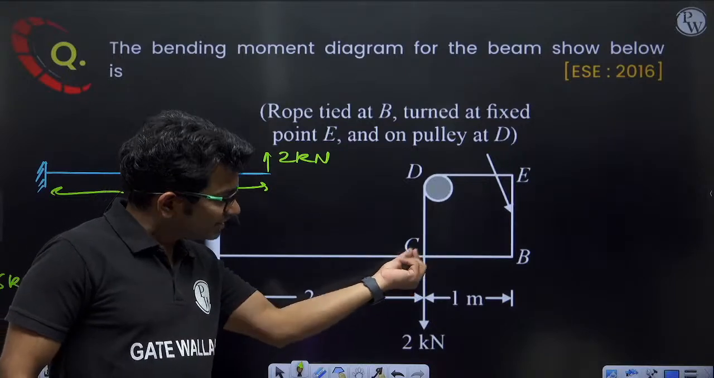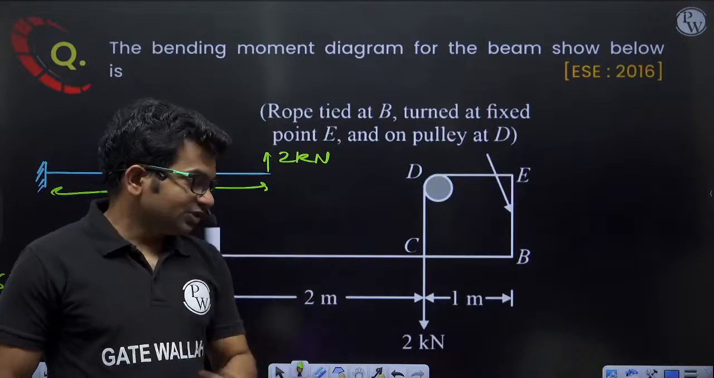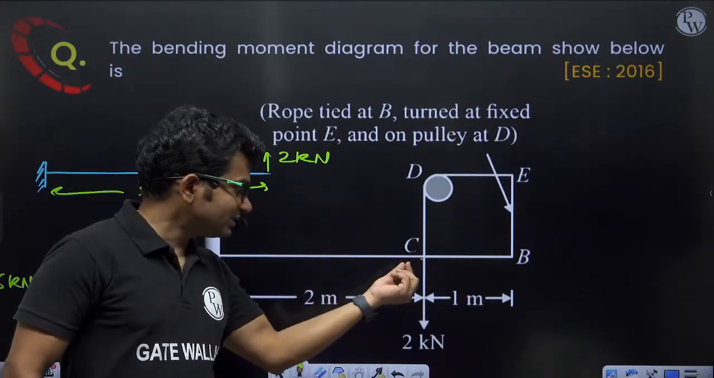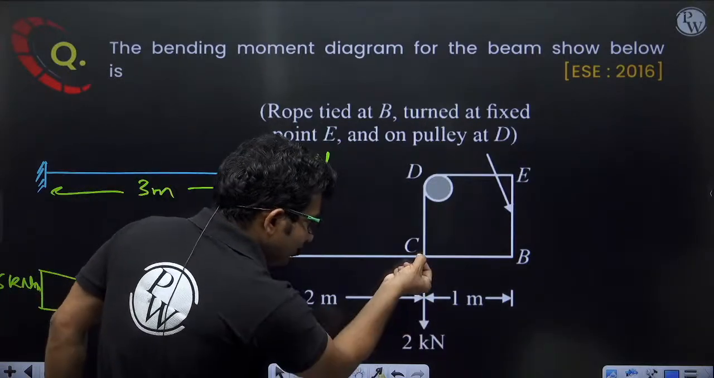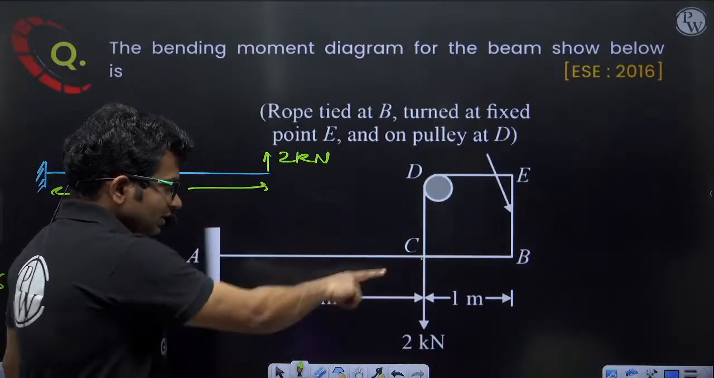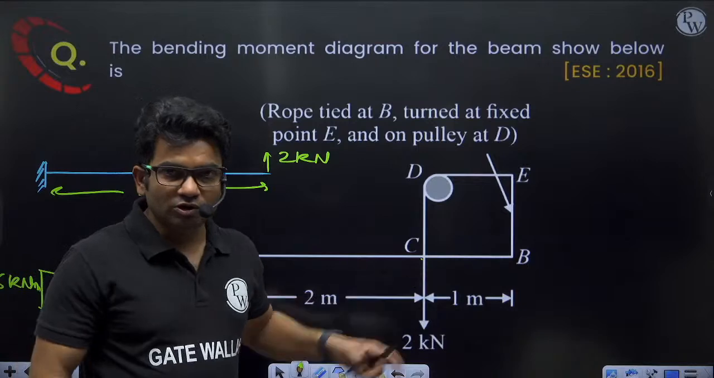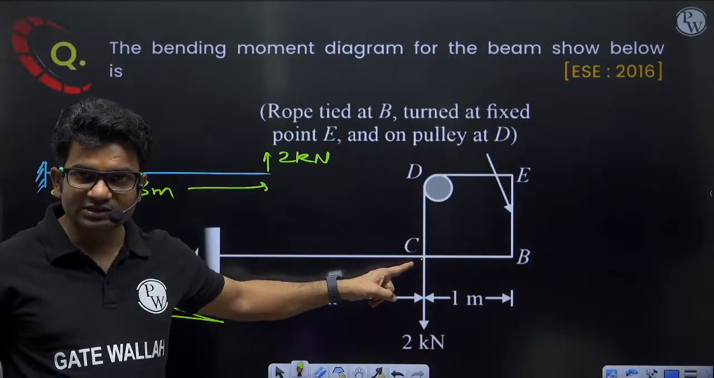The rope is tied at C also, and the rope is tied at B also. Now if the rope is tied at C and at B, and it is connected to the beam at these 2 points, if I apply a force of 2 kilonewton, will this part of the beam be resisting this 2 kilonewton or not? At this location, this 2 kilonewton will be resisted, yes.